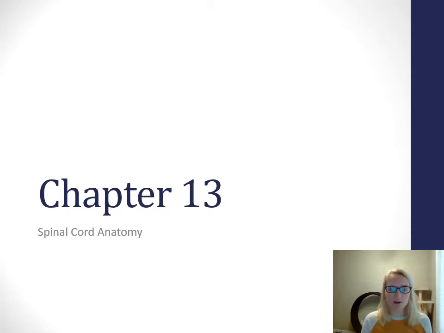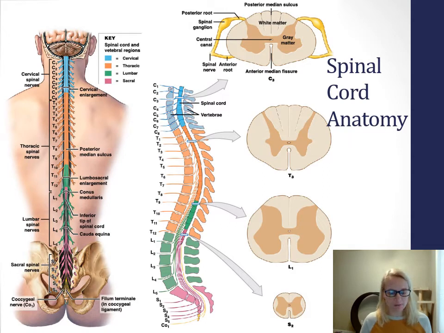So the spinal cord itself is about 18 inches long, about a half an inch wide, usually about the thickness of your thumb, which gives you a good reference for what we're talking about. And interestingly enough, it does not extend through your entire vertebral column.